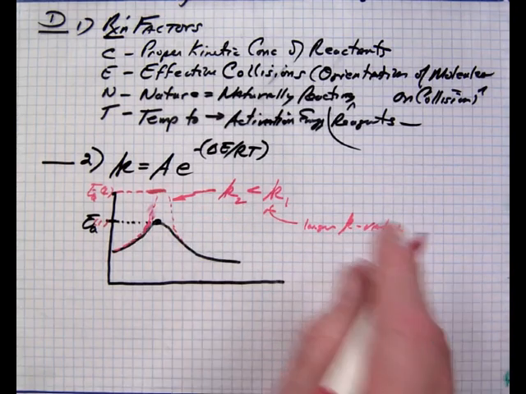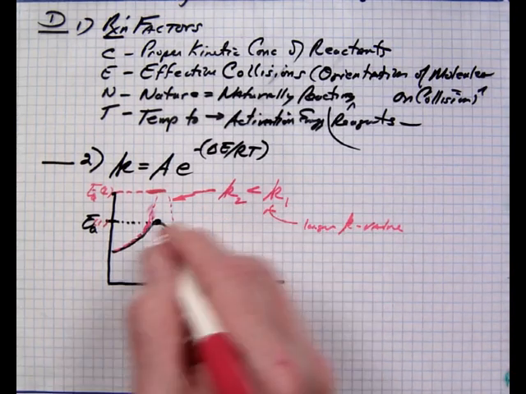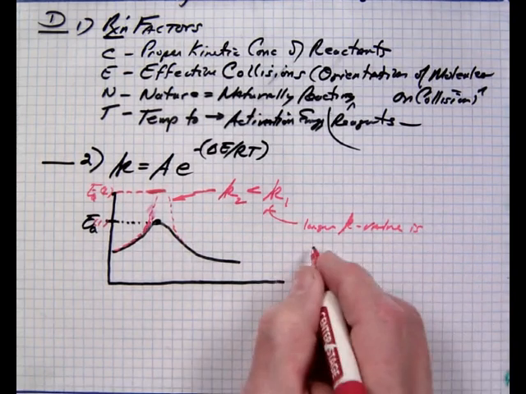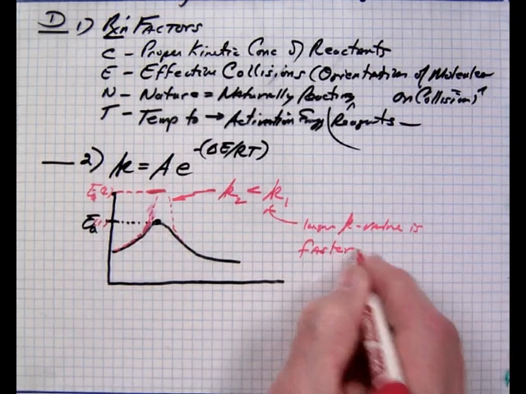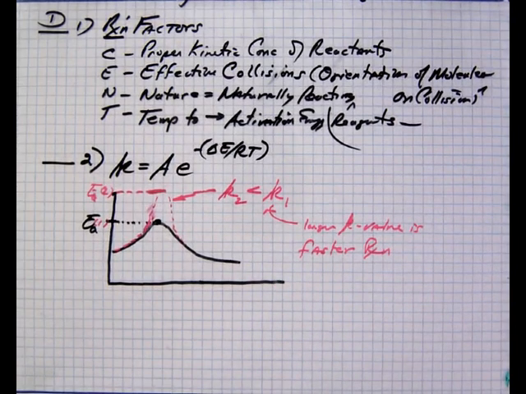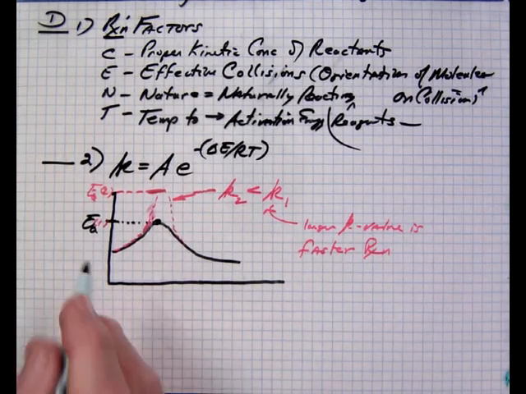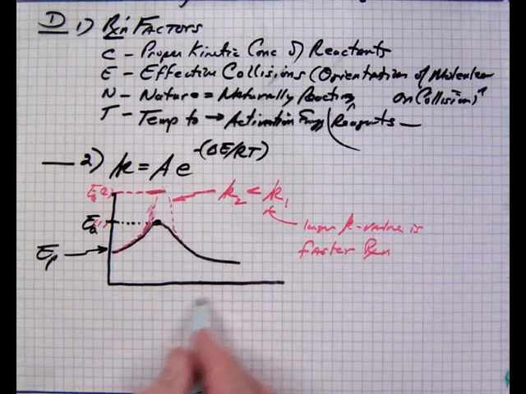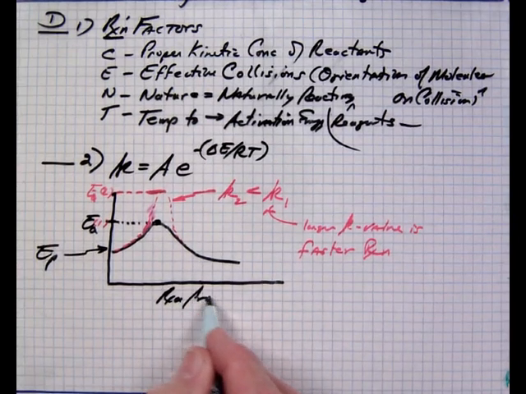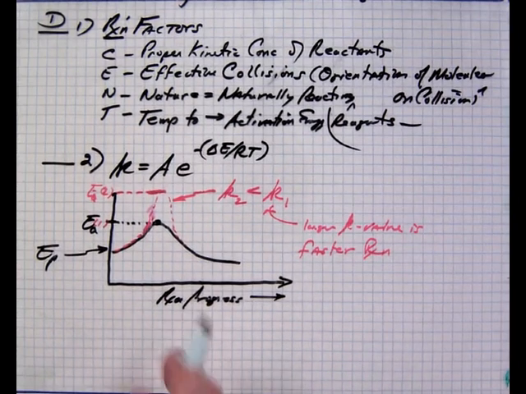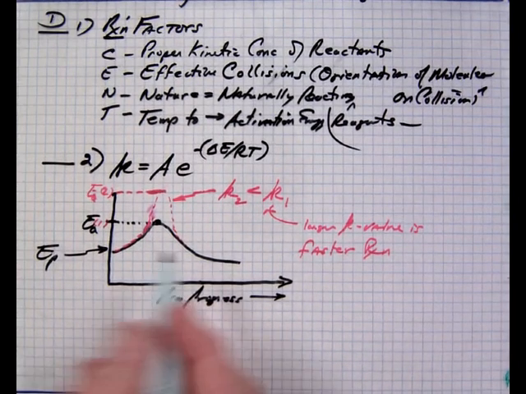K2 would be less, larger K value, so K1 would be the larger value. That's potential energy, and this is reaction progress, as you go through the reaction.